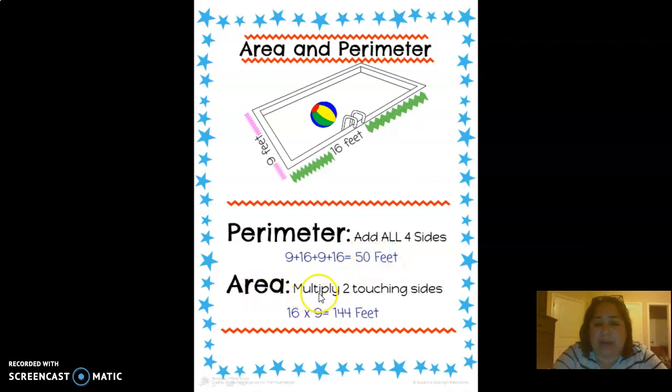Now the area, you're going to multiply 2 touching sides. So right here in this corner, you have this side and this side touching. So you'll multiply 16 times 9. Right here, 16 times 9, which is 144 feet.